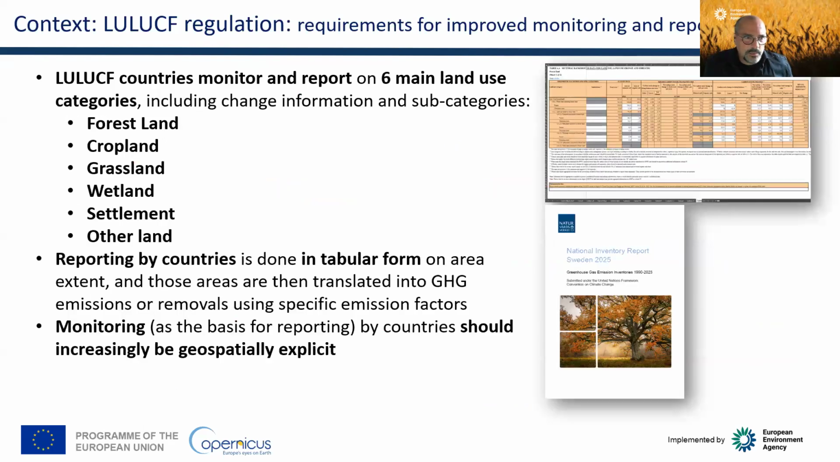I have to stay a little bit superficial, but I have one slide at least to show you what the countries report under LULUCF. It's actually not maps that they report. It's not geospatial data. It's tables that they report every year. And they report basically six main land use categories: forest, cropland, grassland, wetland, settlement that are listed here. So they report in tabular form the area estimate for that year. And then the greenhouse gas emissions and removals are estimated from that area calculation using so-called emission factors.